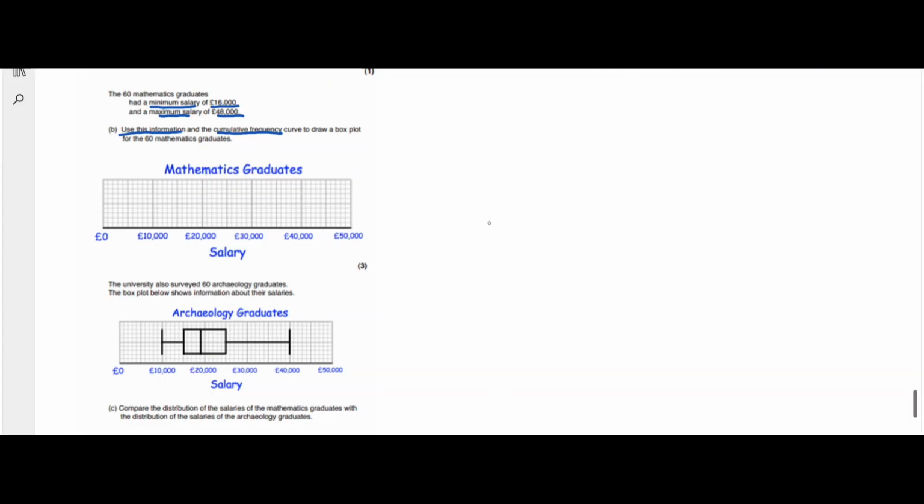When you draw a box plot, it will look something like this when you've finished it. Now I'll just show you what each value is. The first line represents your minimum. The end line represents your maximum. This line represents your lower quartile. This is your median, and this is your upper quartile.